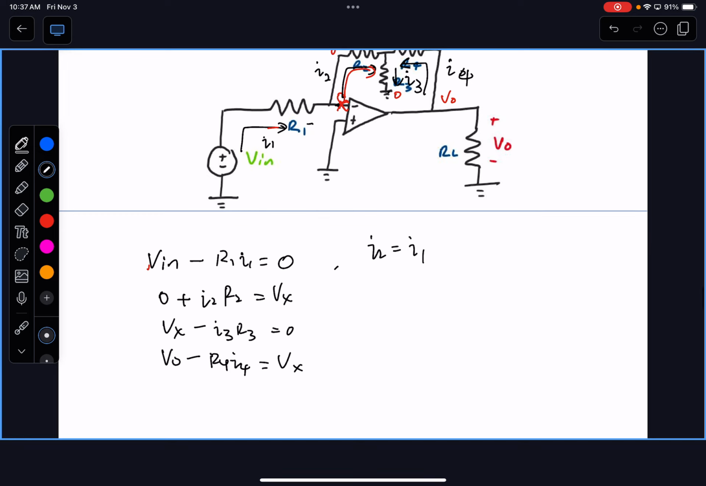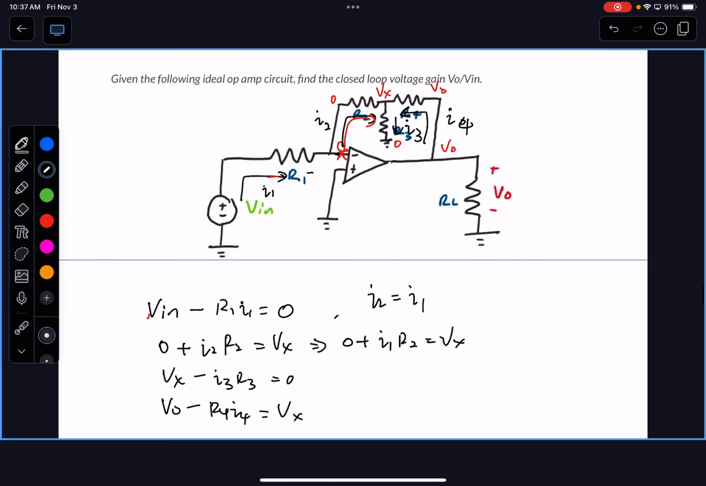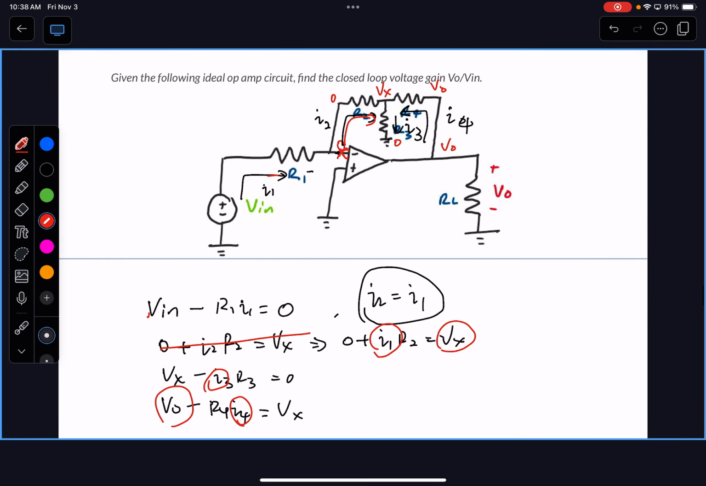Now you look at this one, I2 can actually be transformed into 0 plus I1 R2 equals to Vx, because there's no difference, right? I2 is I1. Okay, so how many unknowns do we have? We have Vx is our unknown, I1 is our unknown, I2 is our unknown. No, actually, you can cancel this one out. I3 is our unknown, and I4 is our unknown. Actually, wait. 1, 2, 3, 4. Wait, am I missing an equation? I think I'm missing an equation.